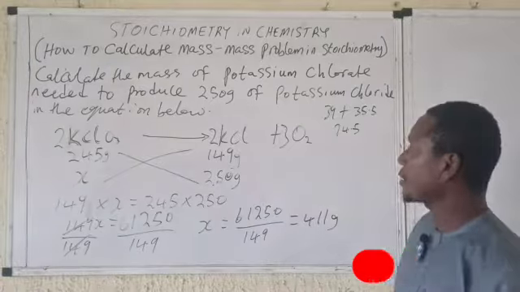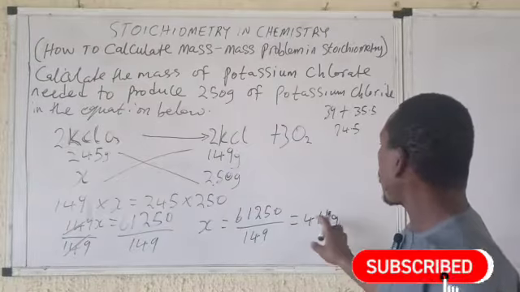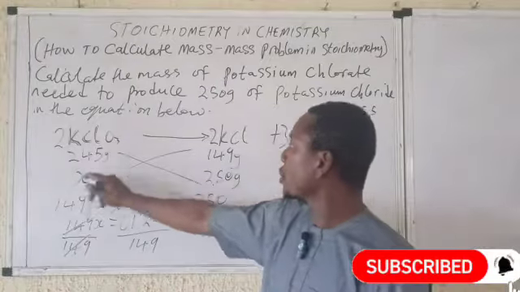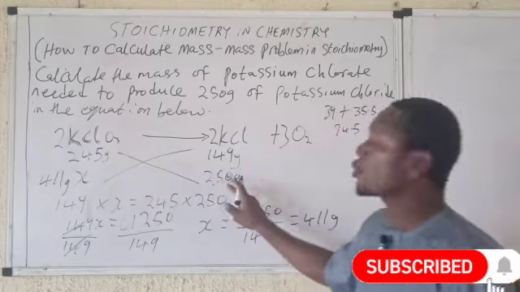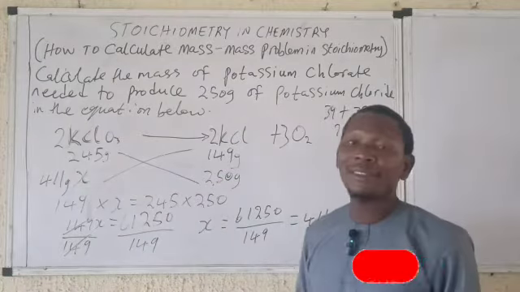gram. All right. So you realize that you need 411 gram of potassium chlorate to produce 250 gram of this. So it's very simple.